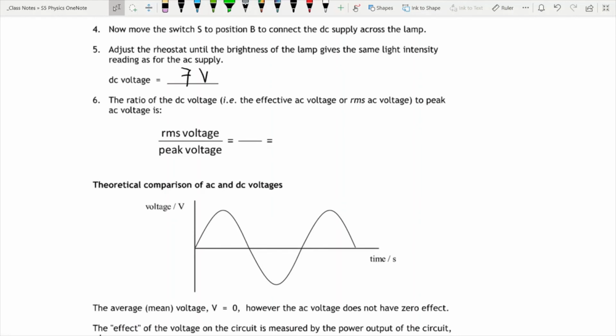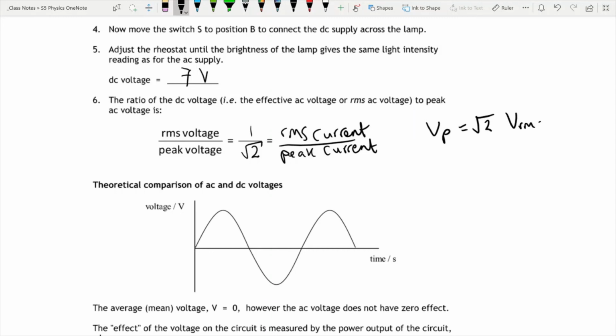And actually the ratio of this, where we said it's about 0.7, is that RMS voltage divided by peak voltage is 1 over root 2. You can have the same ratio as RMS current over peak current. So if you rearrange that, you could say that the peak voltage, V peak, equals root 2 times the RMS voltage, or the RMS voltage is the peak voltage divided by root 2.